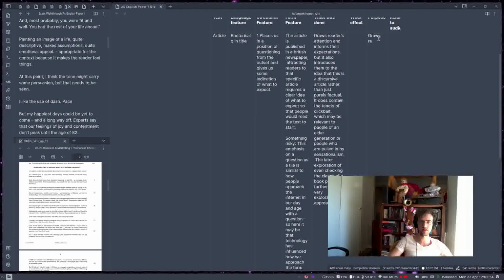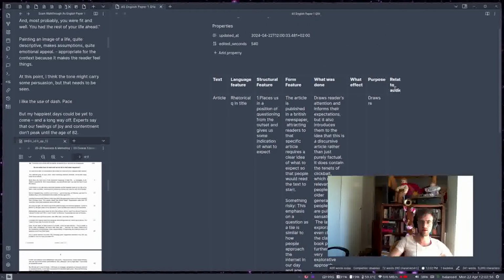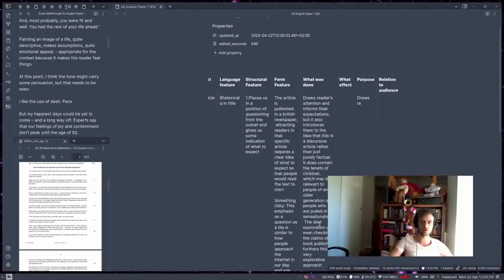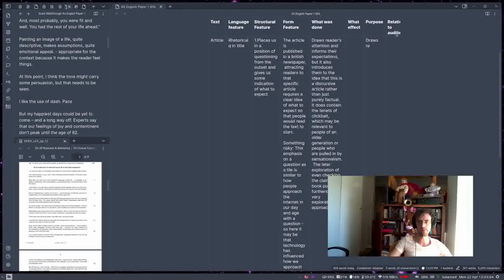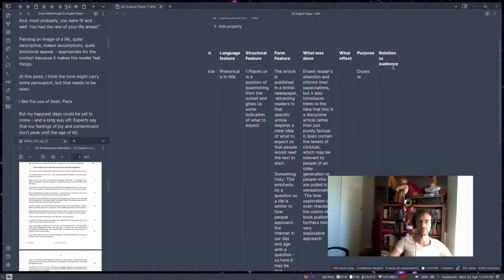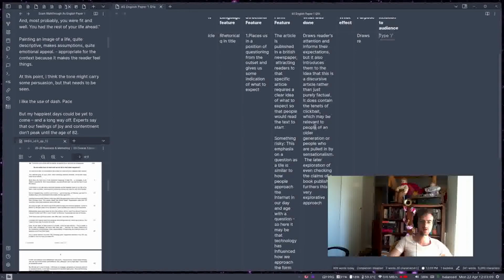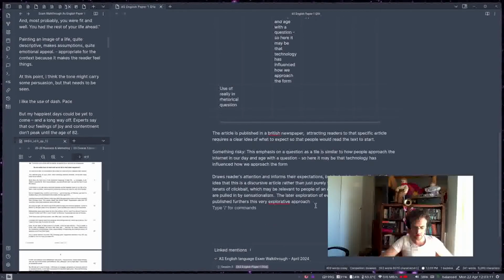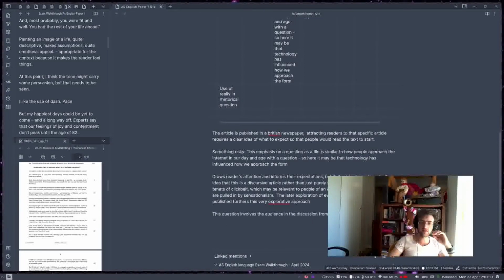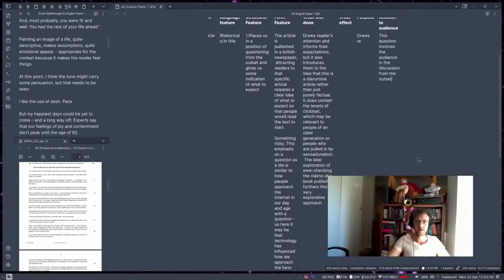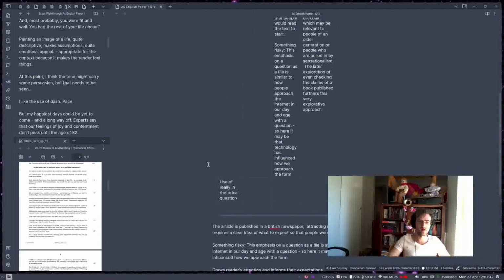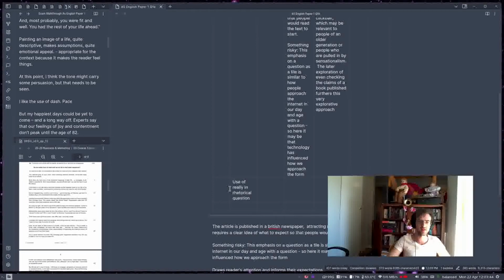Then what was done kind of answers this what effect thing. The purpose also is filled in there. The relation to audience I have also included here. Let's see if there's anything else here. Yeah, so I've got my relation to audience. I'm just going to add here with my relation to audience. Okay, so this question involves the audience in the discussion from the outset.